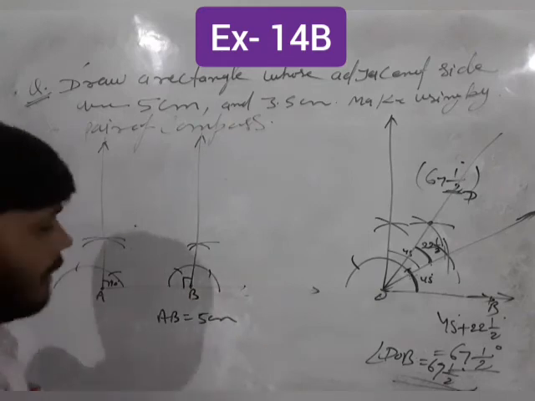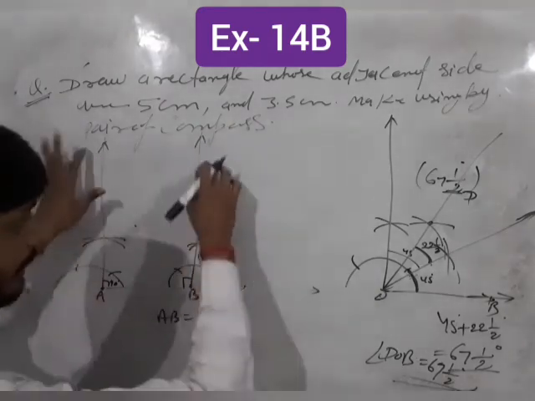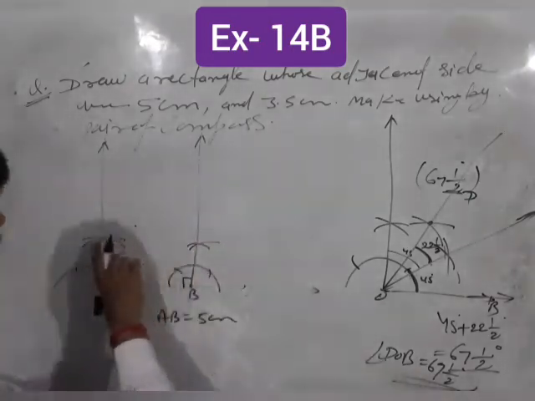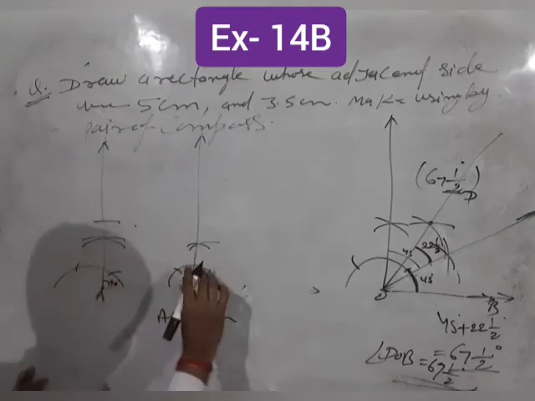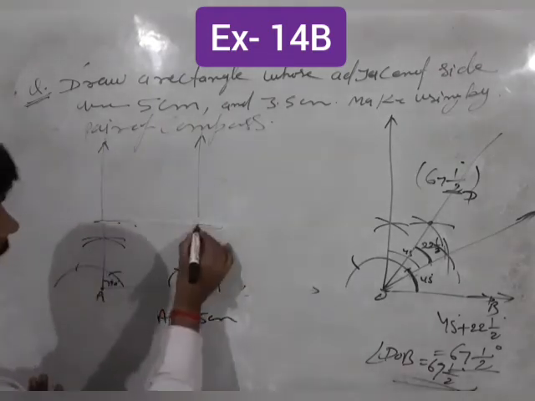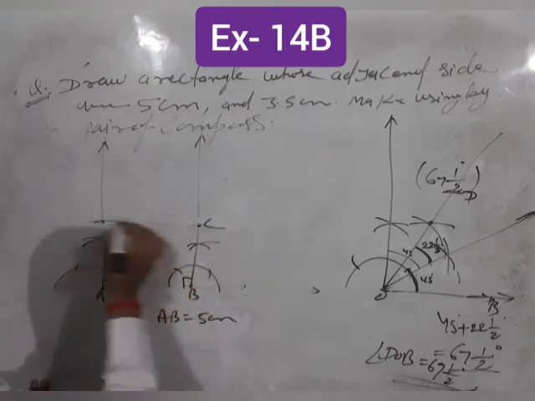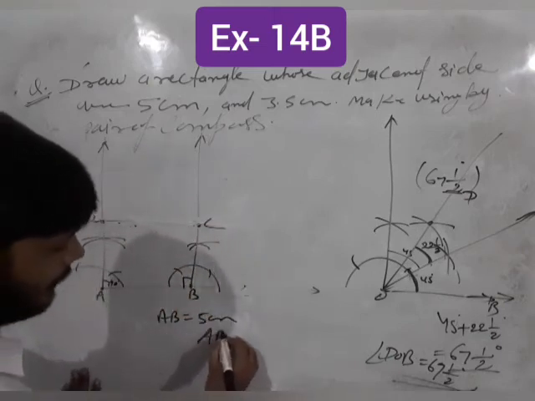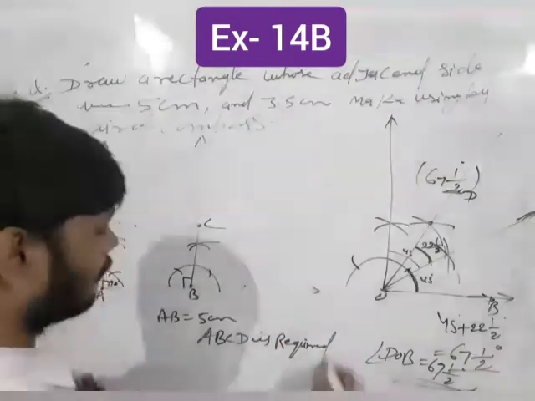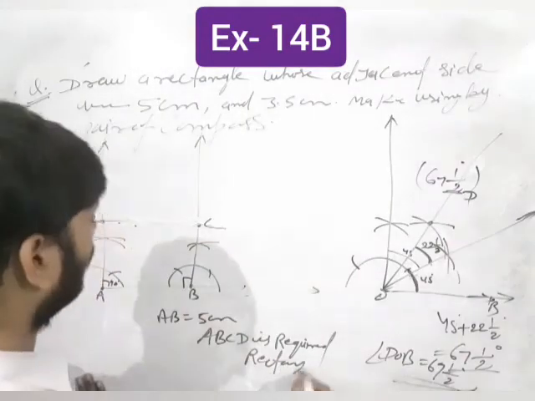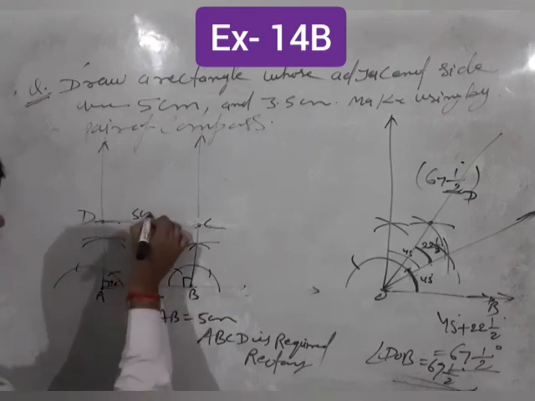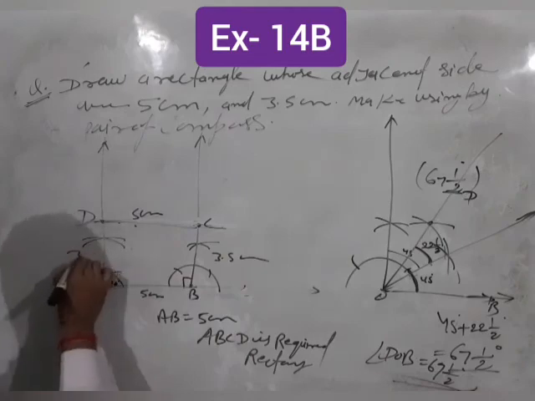Now students, on both these rays of the 90 degree angles, measure 3.5 centimeter by ruler with the compass and cut the arc. Suppose cut this, and again from B cut it and join these intersecting points. Here students, here C and here D. So ABCD is the required rectangle. Here the length of this is 5 centimeter, here 5 centimeter, here 3.5 centimeter, and here 3.5 centimeter.